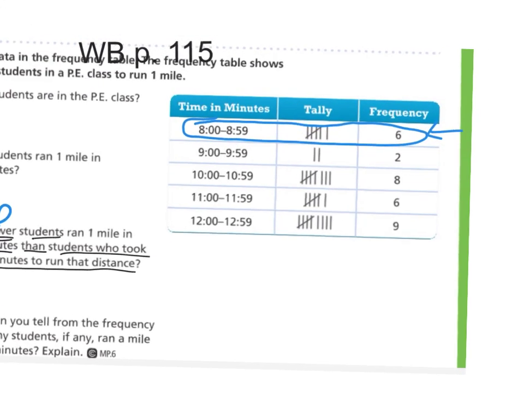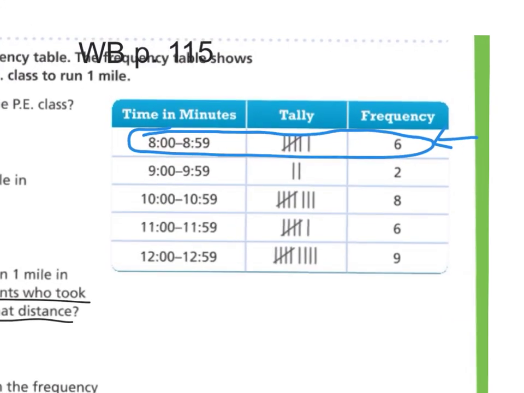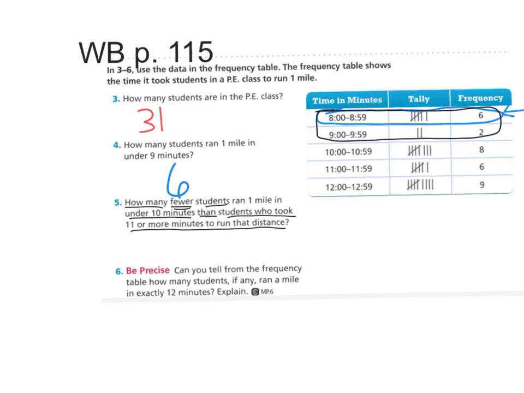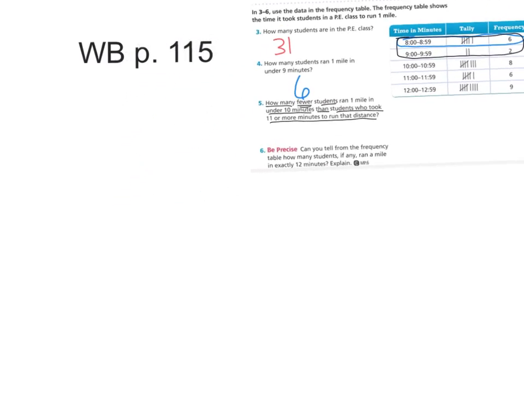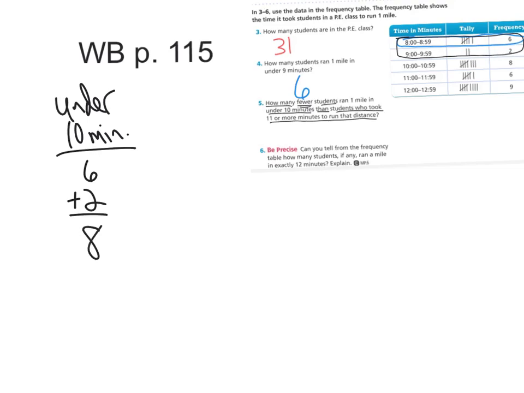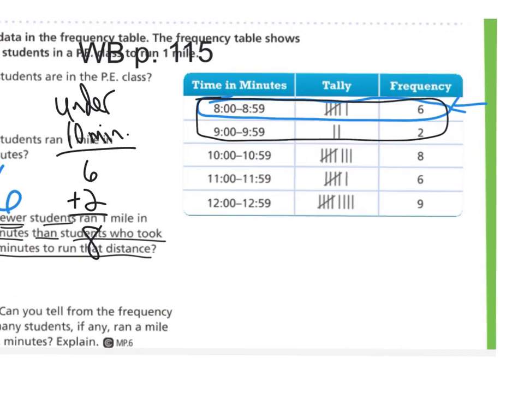So under 10 minutes, let's look at first of all. For under 10 minutes, that would be the first 2 groups here. The first 2 groups were under 10 minutes. So that's 6 plus 2 is 8. So under 10 minutes, there's 8 of those.